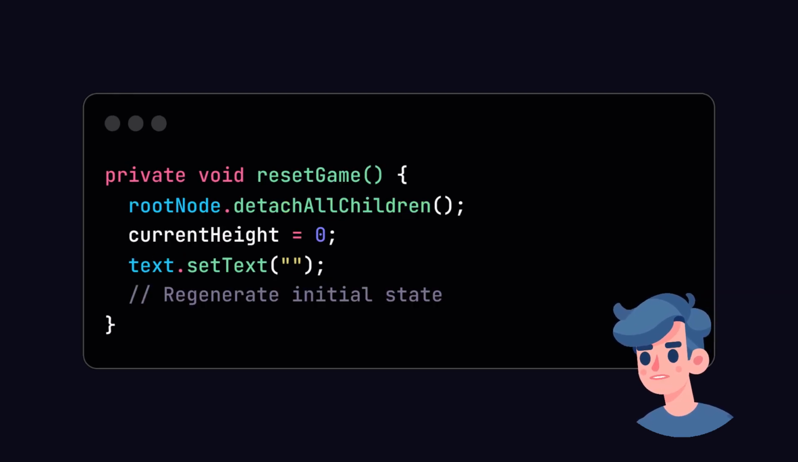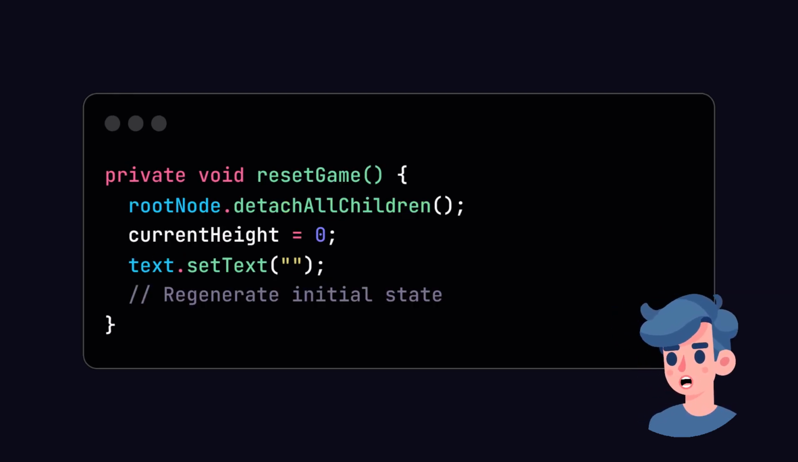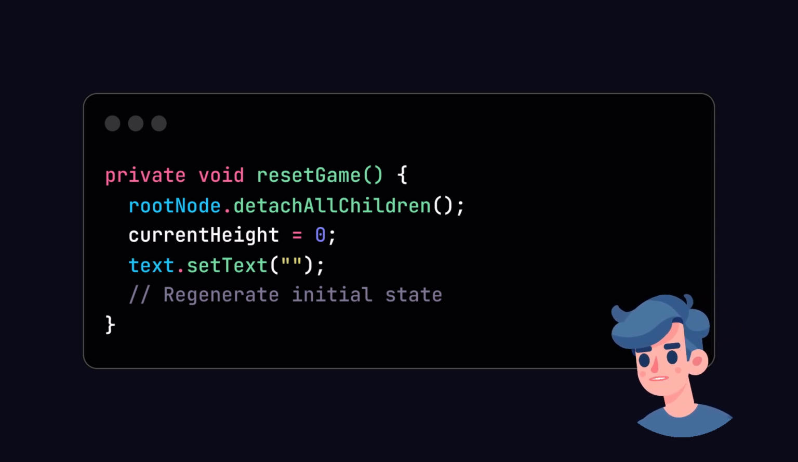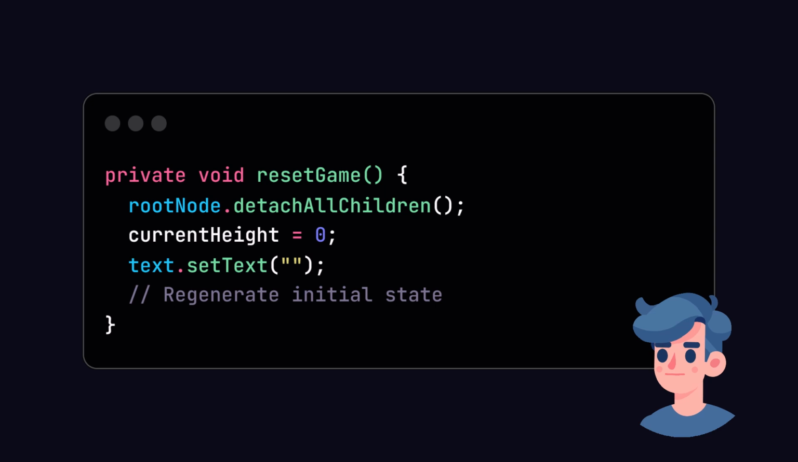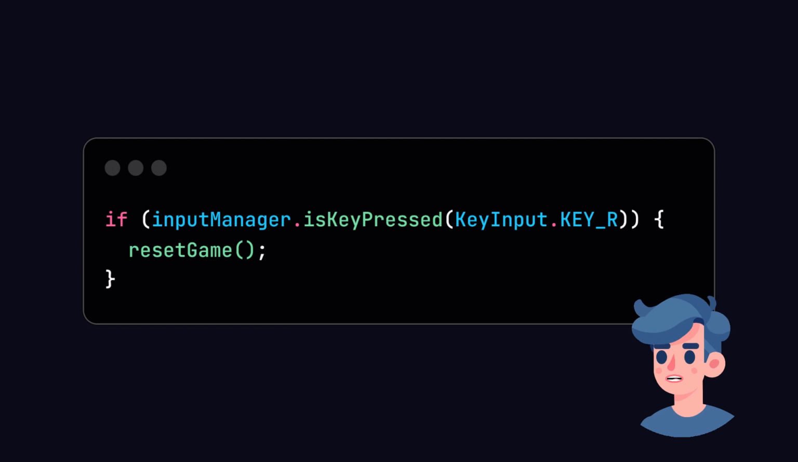Now that we've implemented game conditions and feedback, it's time to add a restart or reset feature. We want players to be able to rebuild after a game ends. We will create a reset method that clears the game objects and resets the height. To respond to a reset command, let's check for a specific key input, say R, to reset the game.